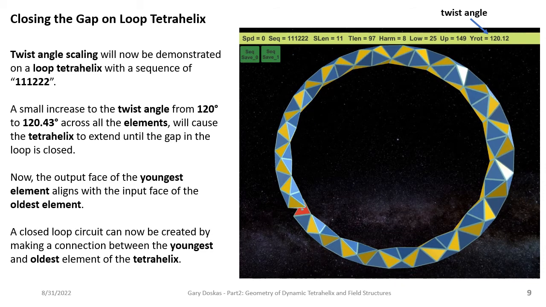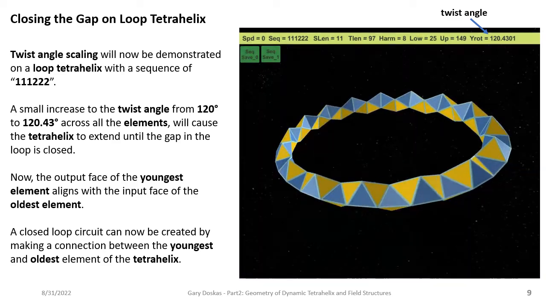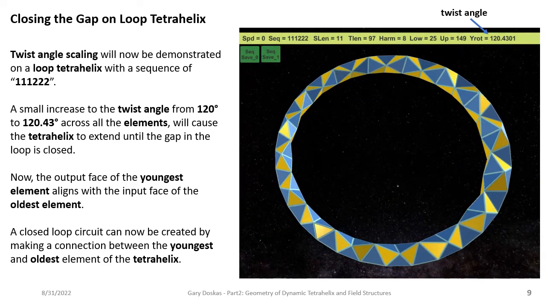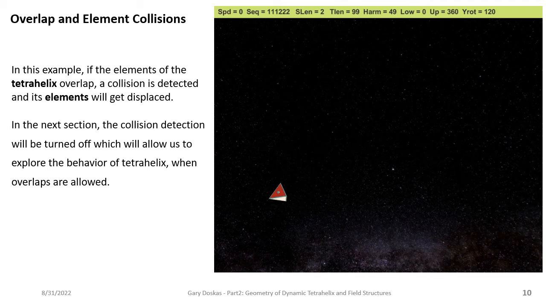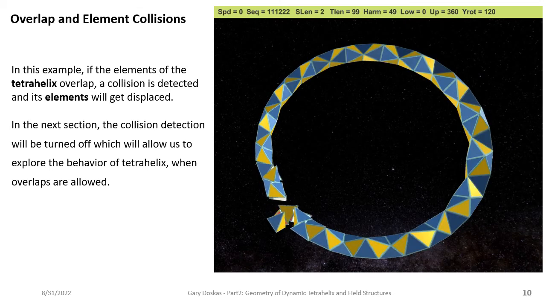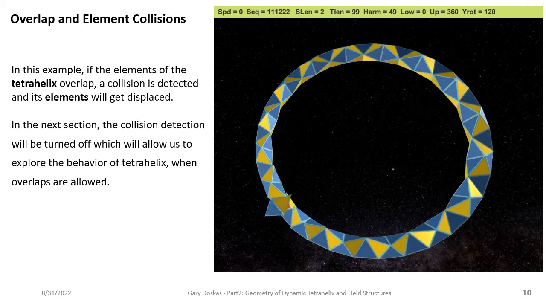Now, the output face of the youngest element aligns with the input face of the oldest element. A closed loop circuit can now be created by making a connection between the youngest and oldest element of the tetrahelix. Overlap and element collisions. In this example, if the elements of the tetrahelix overlap, a collision is detected, and its elements will get displaced. In the next section, the collision detection will be turned off, which will allow us to explore the behavior of tetrahelix when overlaps are allowed.